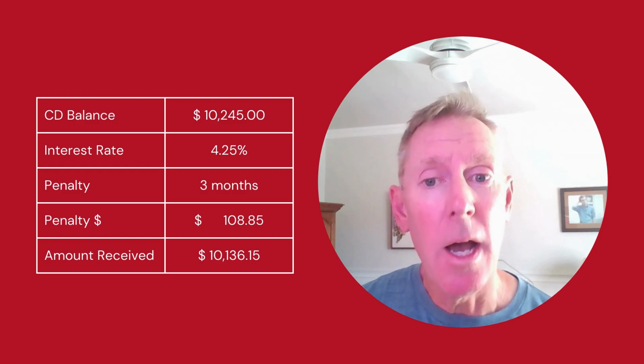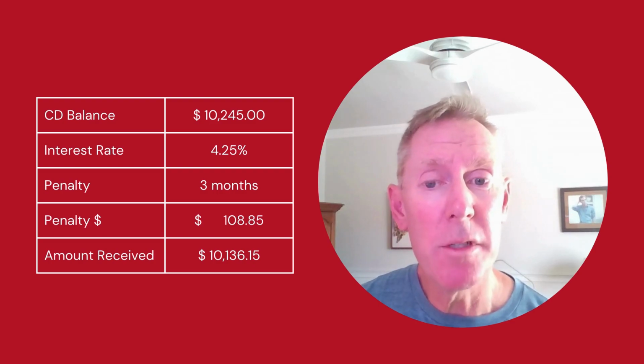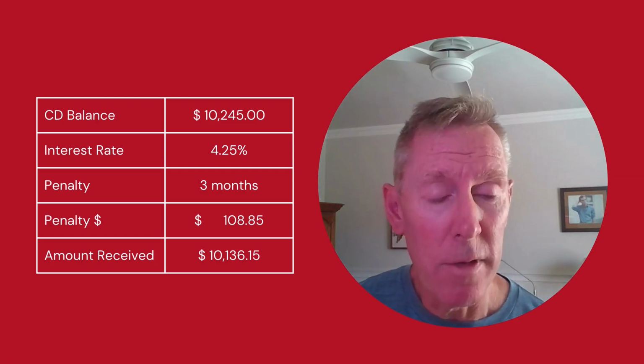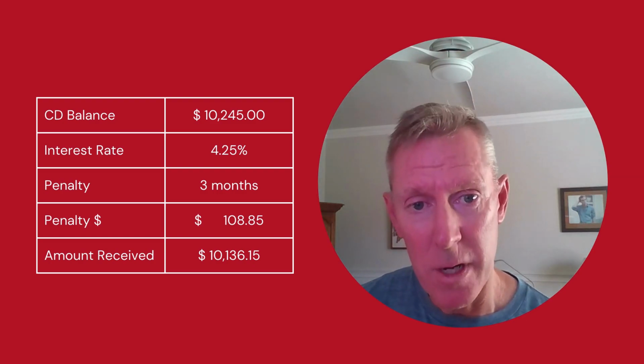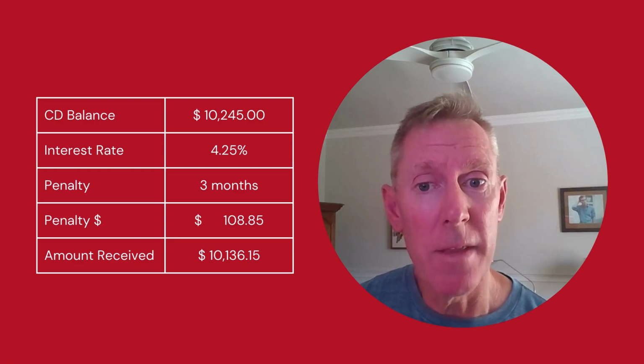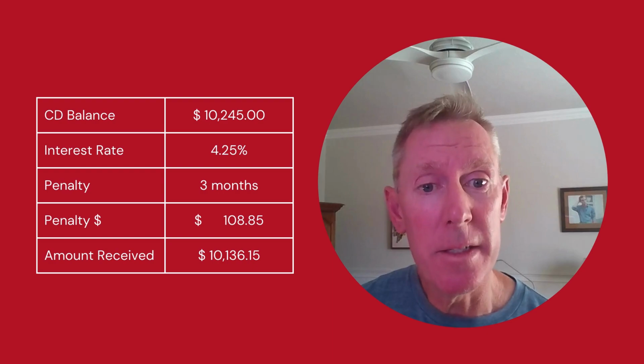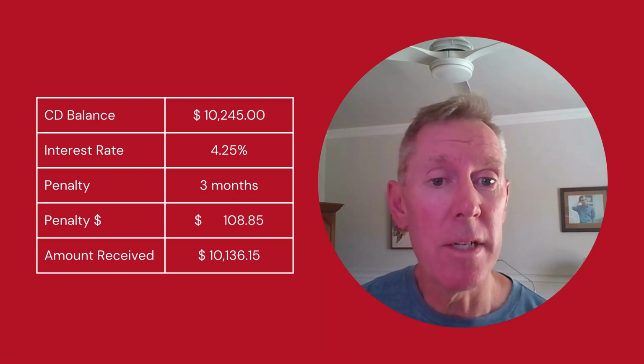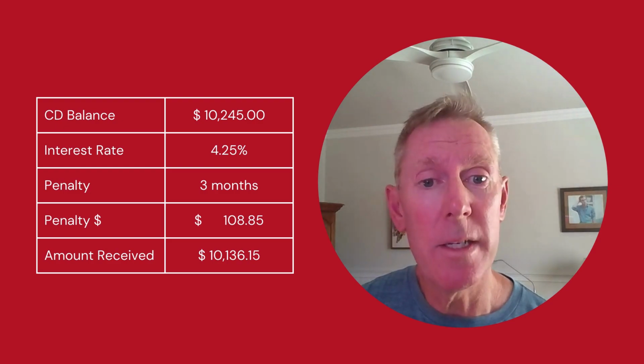Very simply, I'm going to take 4.25%, divide it by 12, and then multiply it by 3. I'm going to take that number and multiply it by the balance of $10,245. And in this example, my penalty is $108.85. So how much money will I get if I close my CD early?